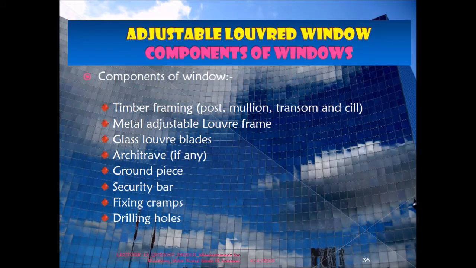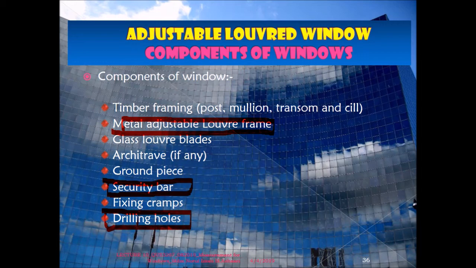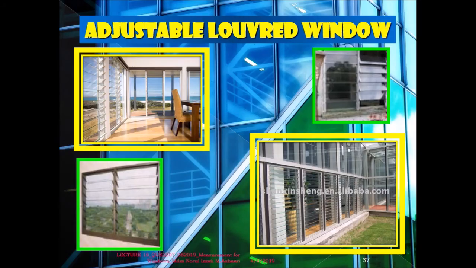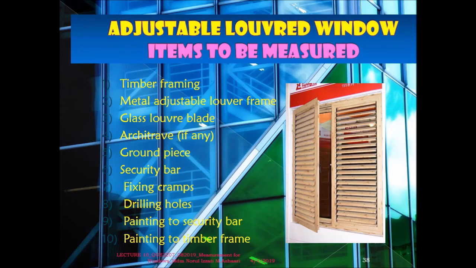Let's look at the example. We have the frame, the metal adjustable louvered frame, and then we may have the security bar. We also have the drilling holes. That shows the difference, with one more item, the glass louver plate, compared to the first type of window. These are the examples, and this is the example of a taking-off list of possible items to be measured. Remember, all of this also requires painting. But what is the difference with the previous one? We have the painting to the security bar.